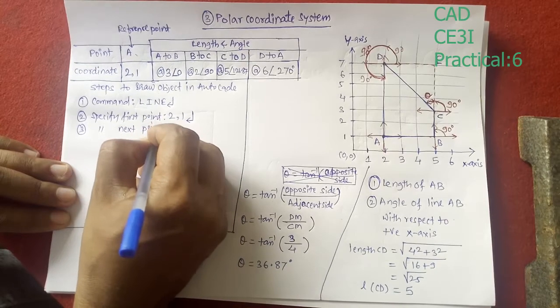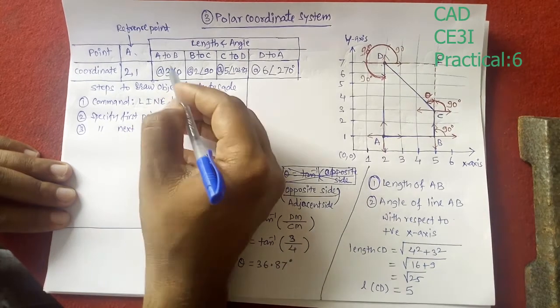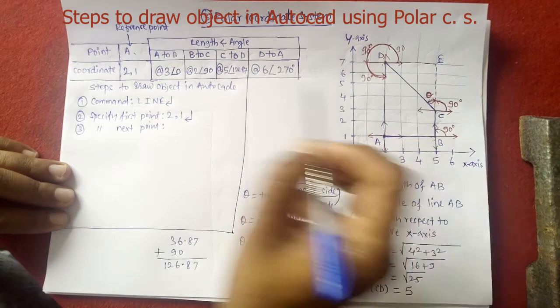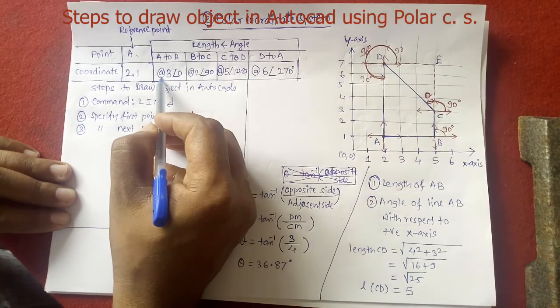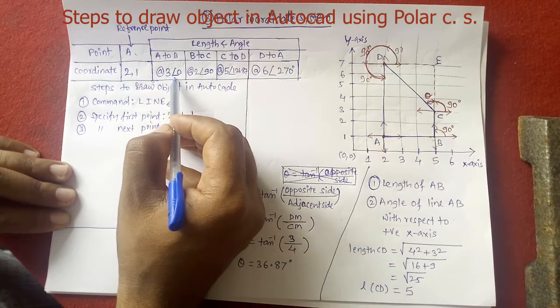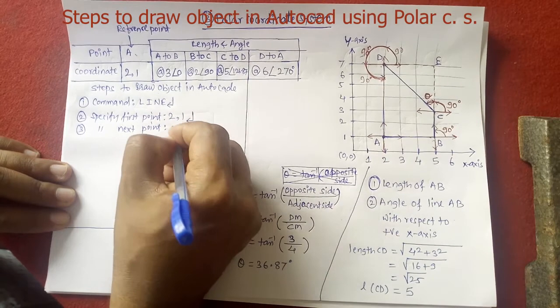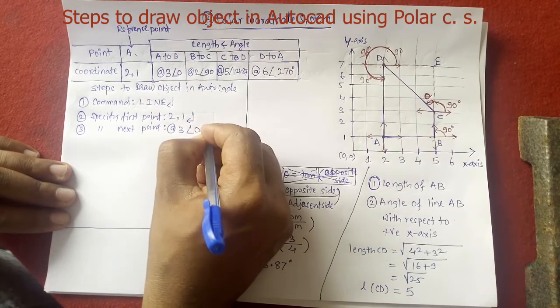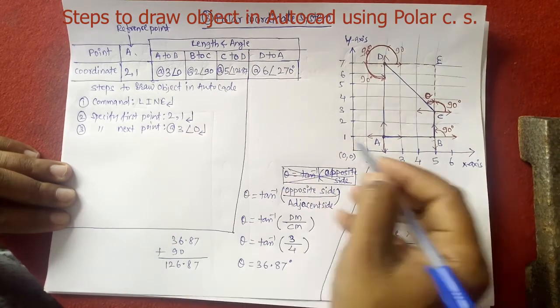Next point is B and coordinates for this B are @3 angle 0, and press enter button. So this line A to B will be drawn by the AutoCAD.